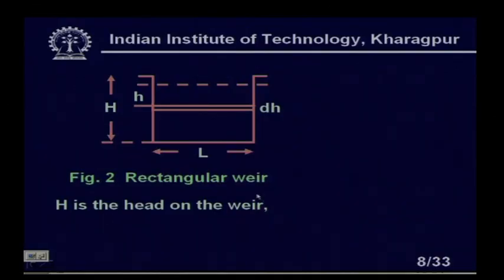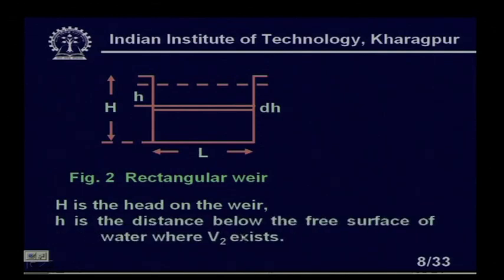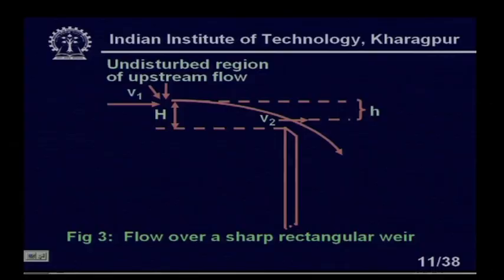Now, let us look at how the water flows on this weir, where H is the head on the weir, as we told, and L is the length of the weir, basically the length of the crest of the weir, and small h is the distance below the free surface of the water where V2 exists. That will be shown more clearly in the next slide. You see here, yes, it is clear now.